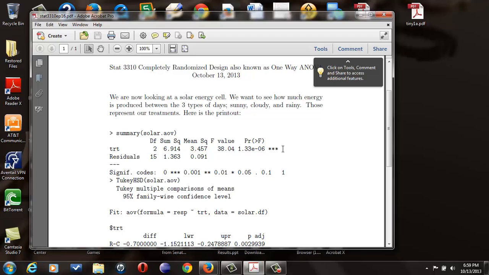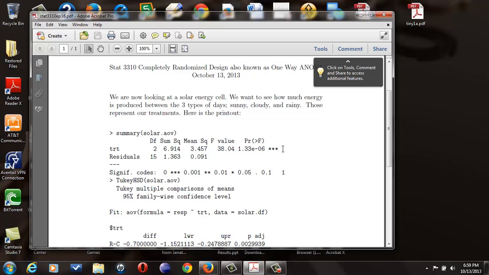It's in scientific notation. If we were to see it written out as a fraction or as a decimal, it would be 0.000000133. Okay? Now it has residuals here on the printout. That's the same as our error that we have when we work through it by hand.